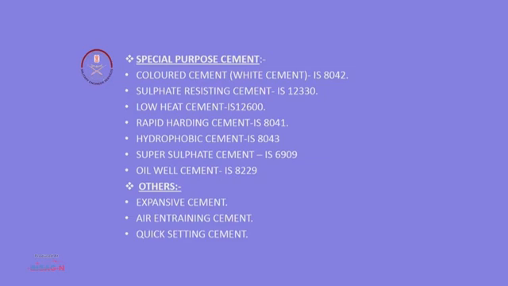Quick setting cement: its setting time is a little earlier than normal PPC. Normal PPC has an initial setting time of 30 minutes. Quick setting cement starts setting earlier than OPC. Similarly, the final setting time is also less in quick setting cement. By virtue of its quick setting, it is also preferred in maintenance work where time is short, like running roads and normal house maintenance.